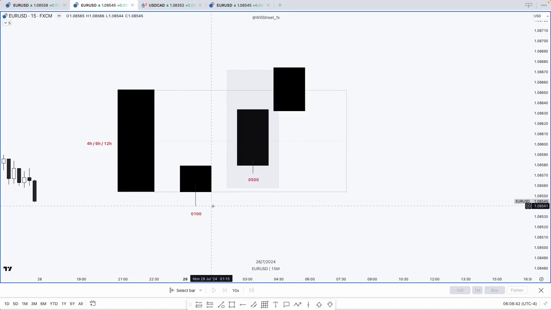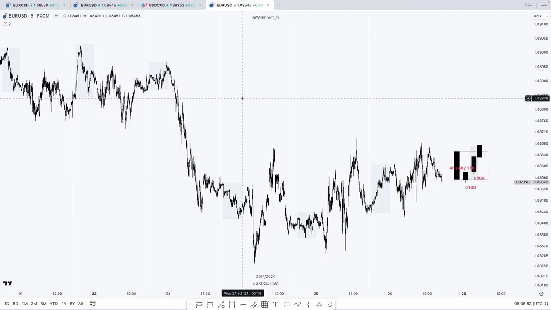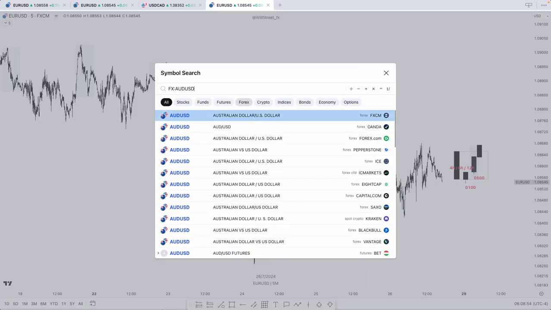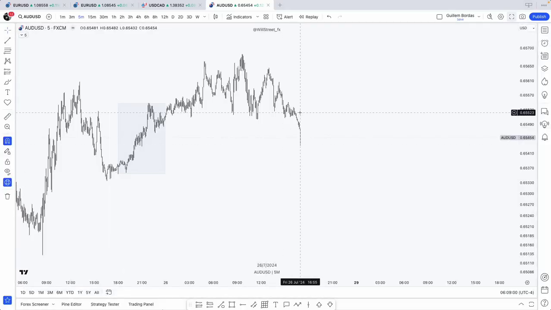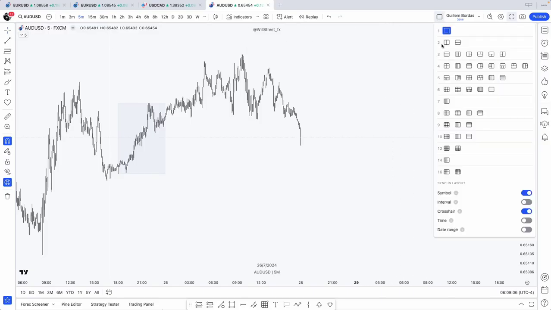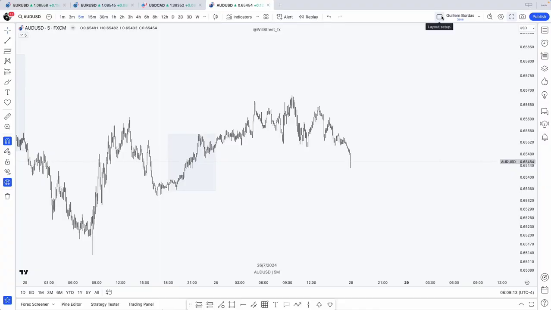All right. So this is a really easy setup to find and to recognize quickly. So let's go find some examples. First of all, going to Aussie dollar. Remember, this happens on every single asset, every single pair, every single day. I don't care if it's crypto, if it's Forex, if it's gold, if it's Nasdaq, I don't care. It works every single day with every single asset.